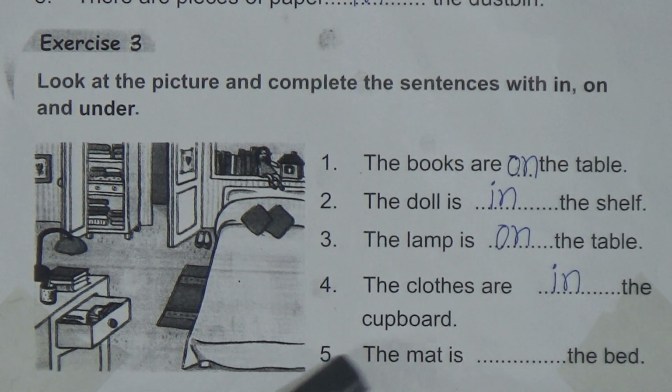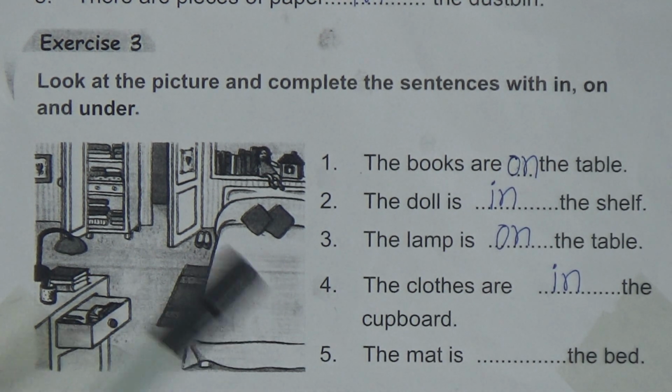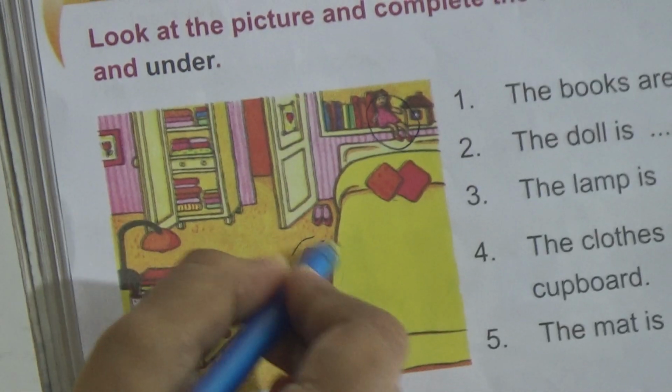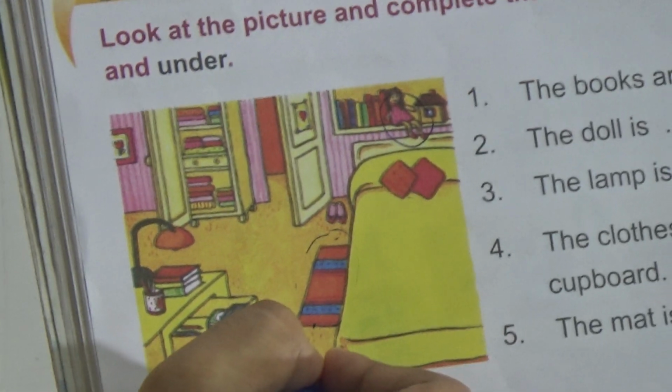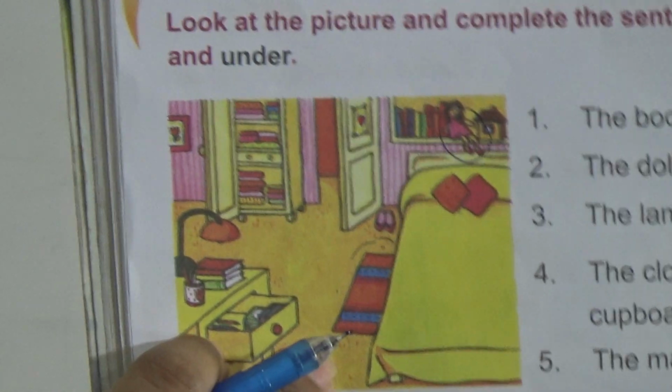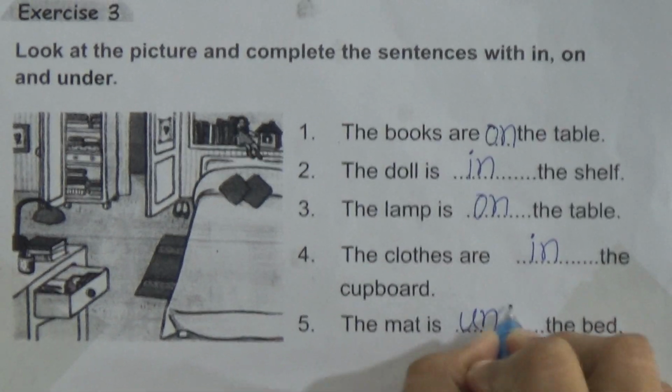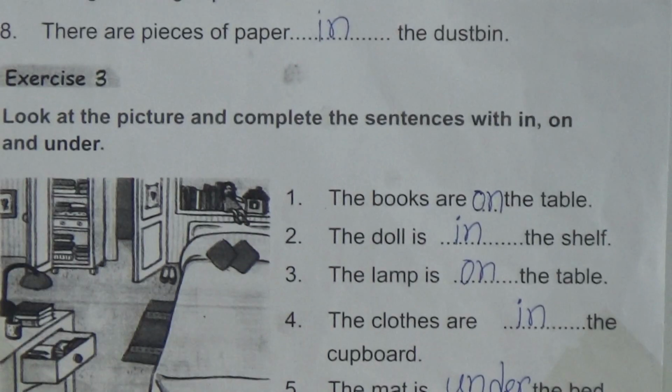And now number 5, the mat is dash the bed. So where is the mat? Look at the picture. Now look, there is a very beautiful mat. Now look, where is the mat? There is the mat. And where is it? Below the bed. So we will write here what? Yes, we will write here under. The mat is under the bed.